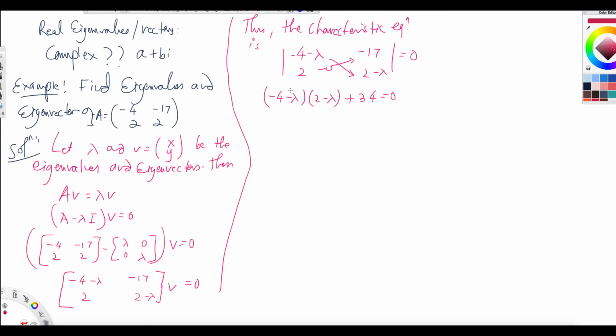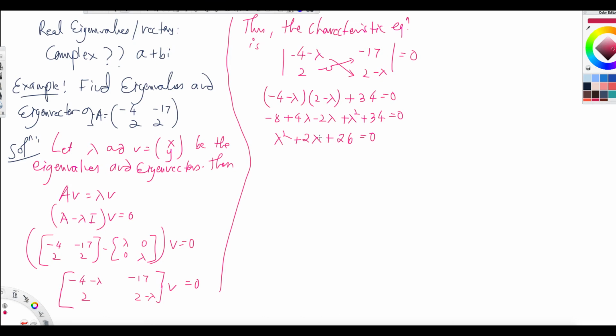Okay, so if you simplify this, what do you get? Let me simplify that. So you'll get -8, positive 4 lambda, minus 2 lambda, and then plus lambda square plus 34 equals 0. So you get lambda square plus 2 lambda, plus 34 minus 8 is 26. So lambda square plus 2 lambda plus 26 equals 0. So we cannot factorize this.